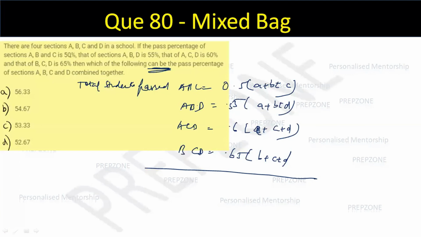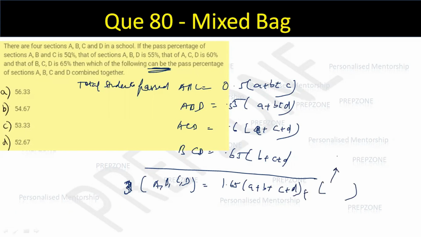A will come 3 times, B will come 3 times, C will come 3 times, D will come 3 times. So this is nothing but 3 into the total number of students who have passed in A, B, C and D, equals, we just have to add all of these. It's a very simple addition. So it comes out to be 1.65 of A plus B plus C plus D plus some number, right?